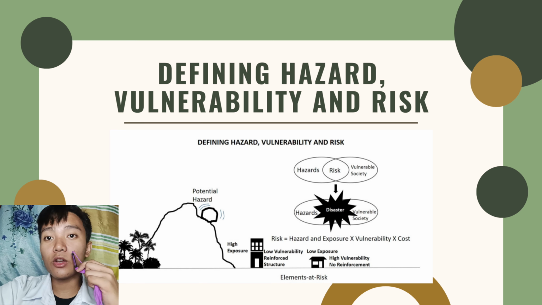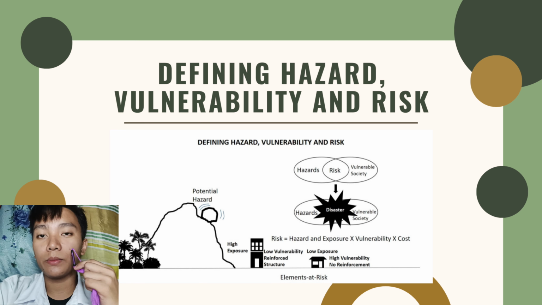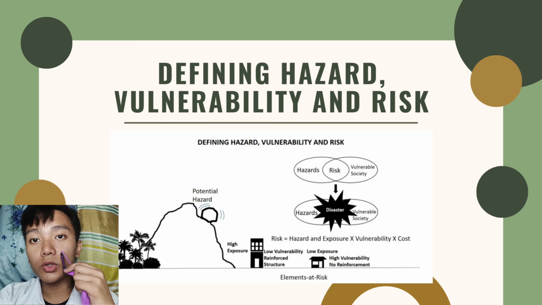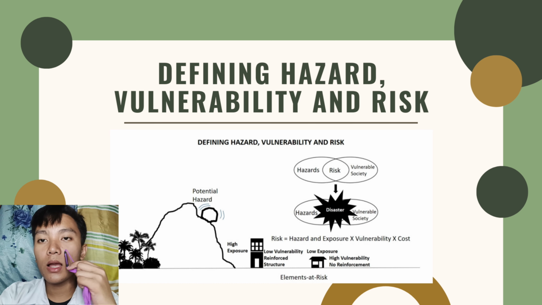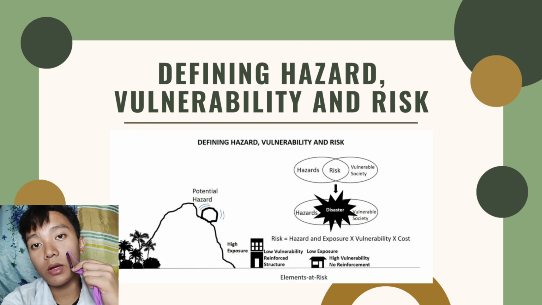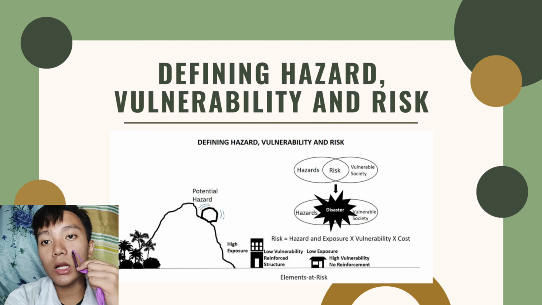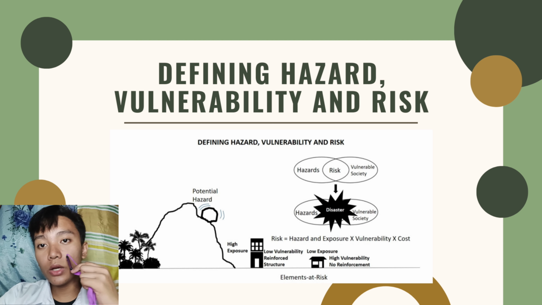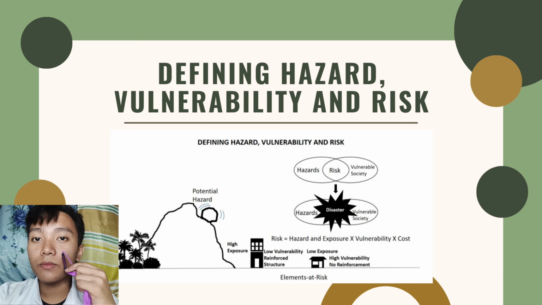Now we're first going to analyze this picture. This picture is about defining hazards, exposure, and vulnerability. As you can observe in the picture, the rock on the mountain is labeled as a potential hazard because it has the potential to inflict injury or damage on the community at the bottom of the mountain.